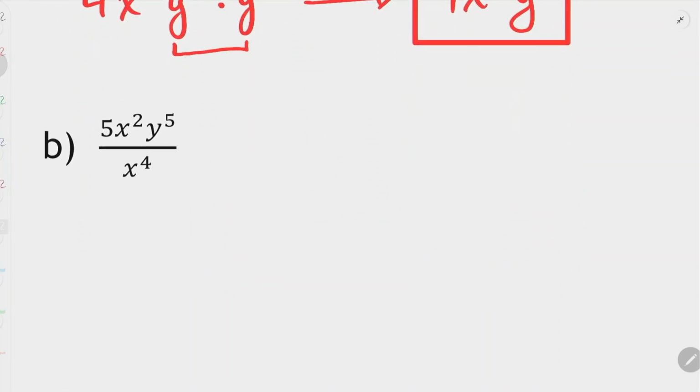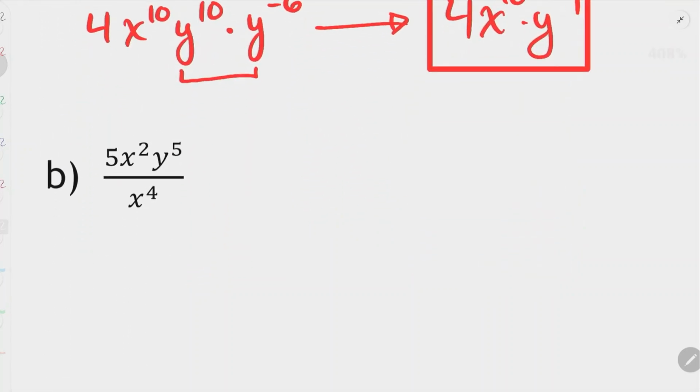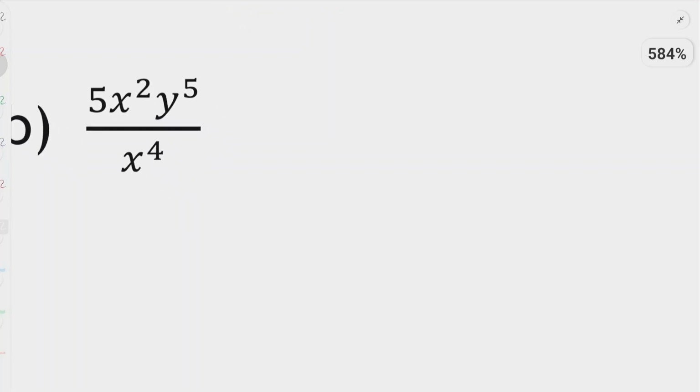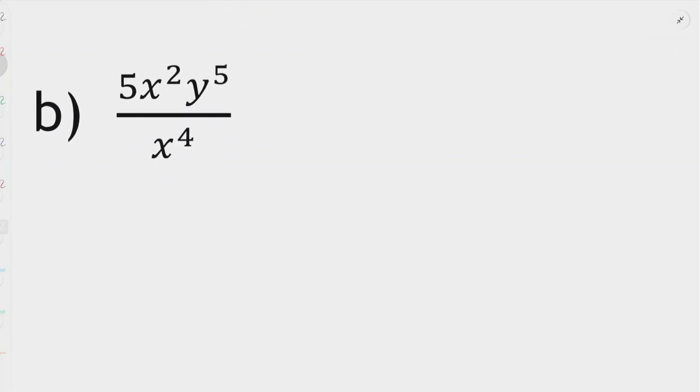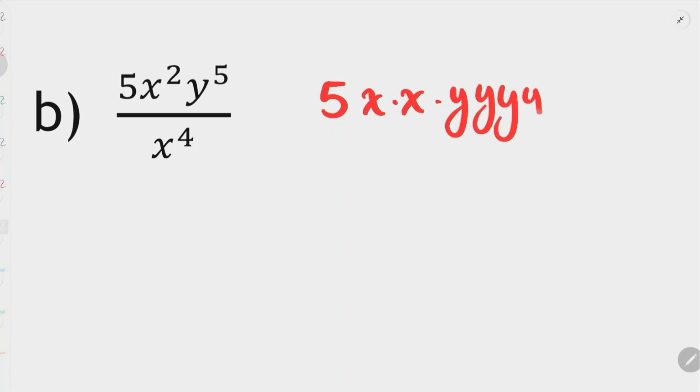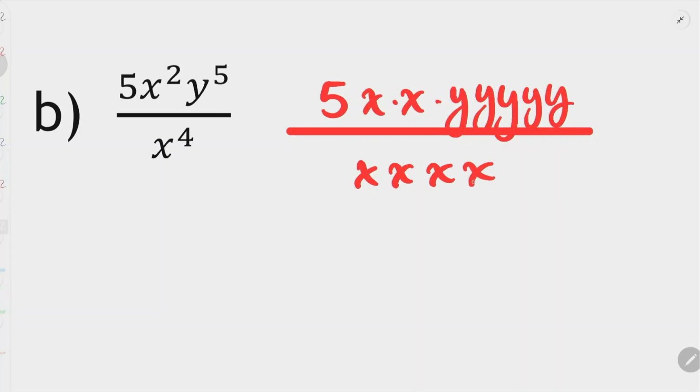Let's move on to B. For B, I think I'm going to go kind of old school here. I'm going to go way back to the beginning of last term. And I'm just going to go ahead and write this in expanded form. So it's a factor of 5, and then times 2 factors of x, and then times 5 factors of y, and in my denominator, I have exactly 4 factors of x.